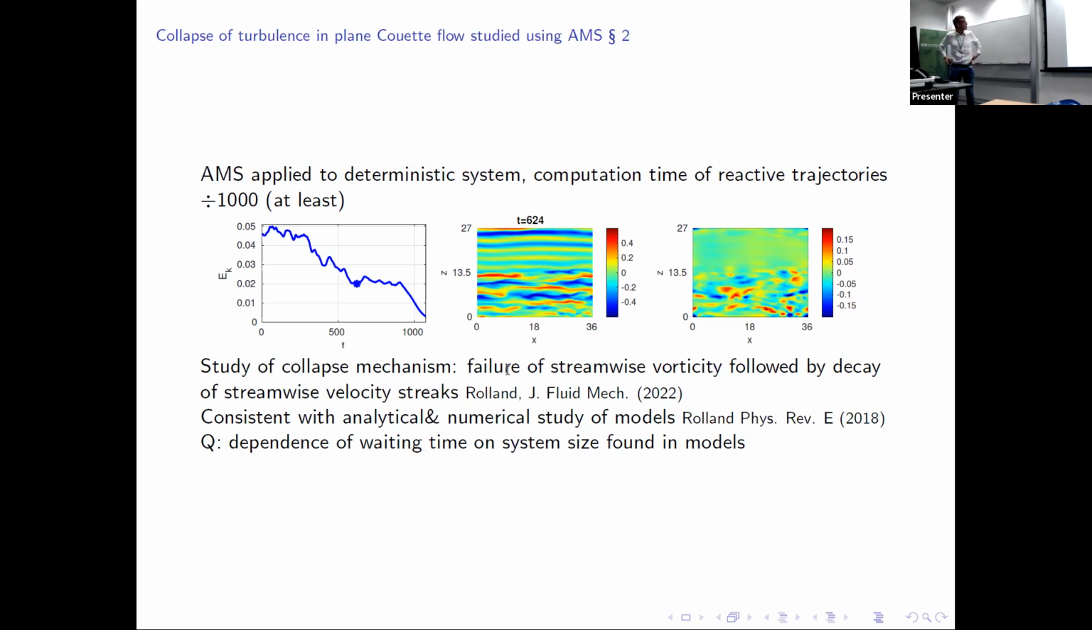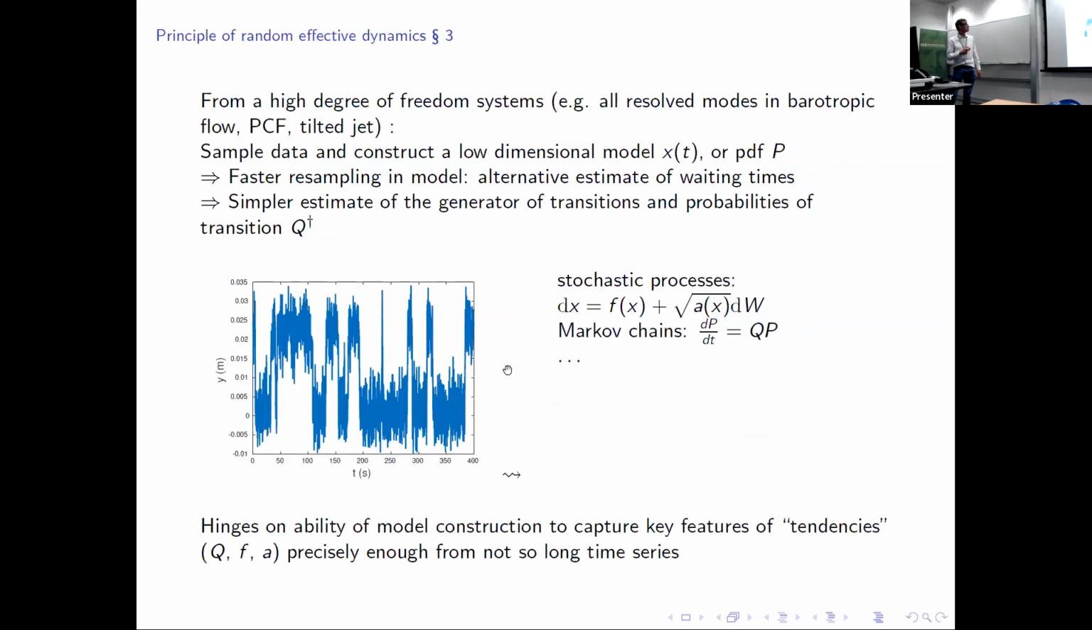Okay. So now I talked mostly about the use of the rare event simulation method. So now I'm going to spend some time talking about how to construct effective models and try to see if you can reuse these models to help the sampling of rare events. So basically, what do you want to do?